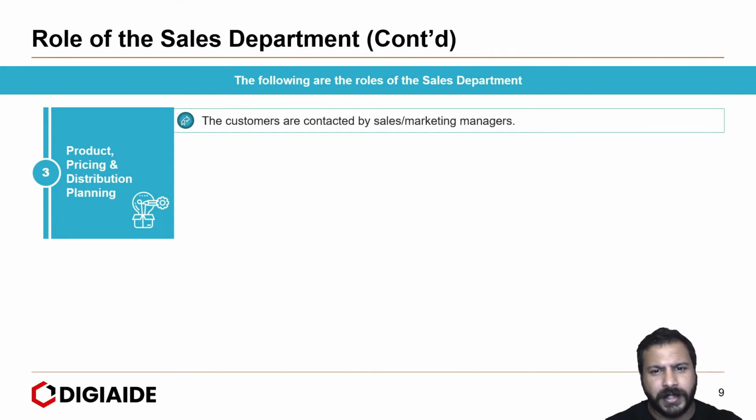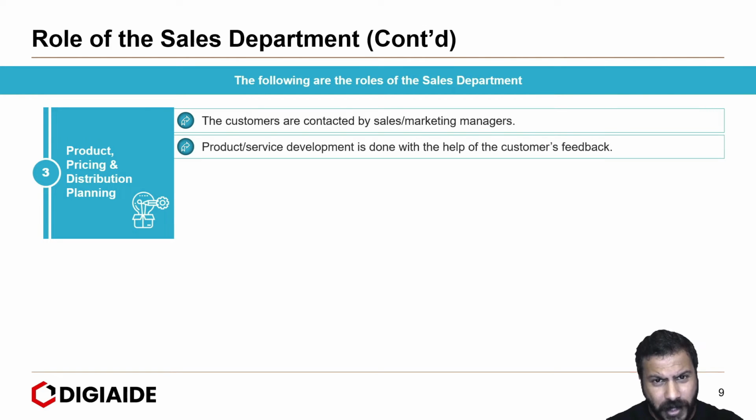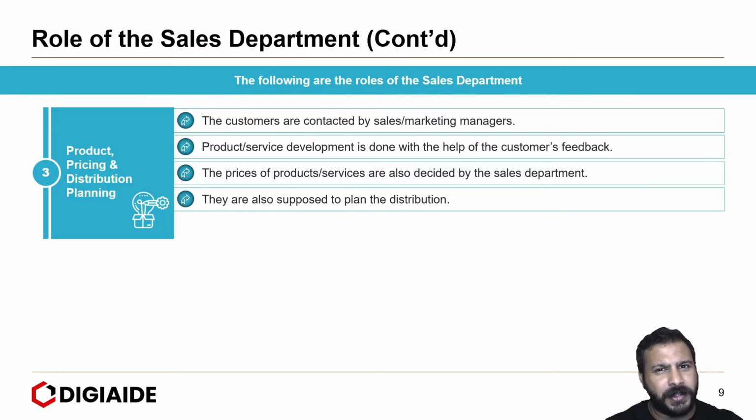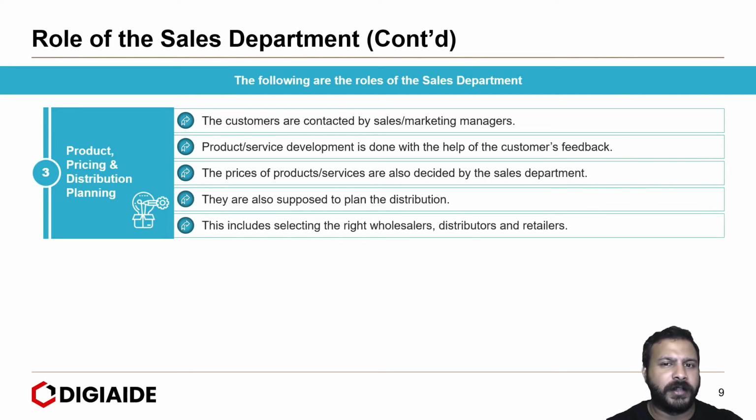Customers are contacted by sales and marketing managers. Product service development is done with the help of the customer's feedback. The price of products or services are also decided by the sales department, or their inputs are taken into consideration. They are also supposed to plan the distribution. This includes selecting the right wholesalers, distributors, and retailers.